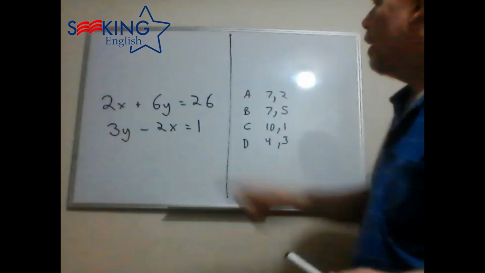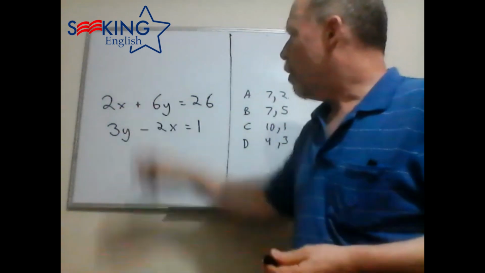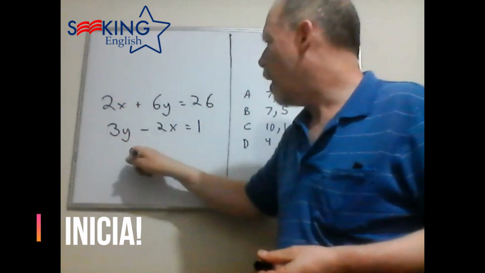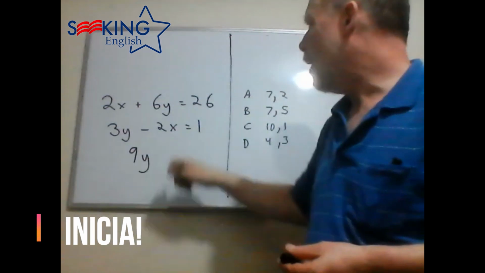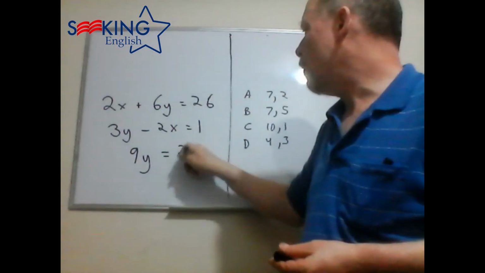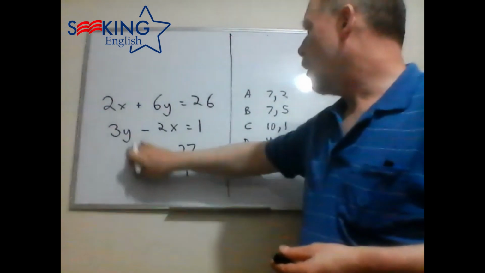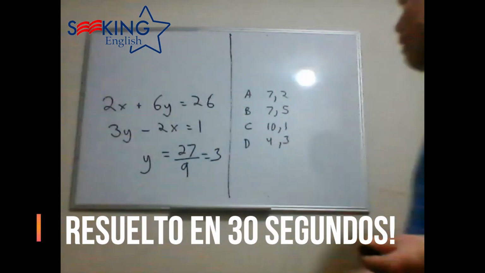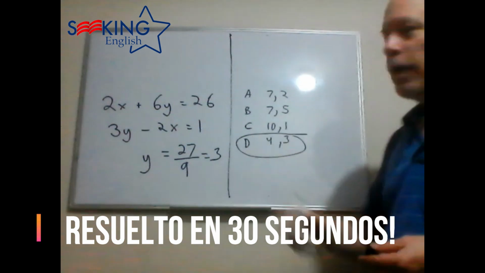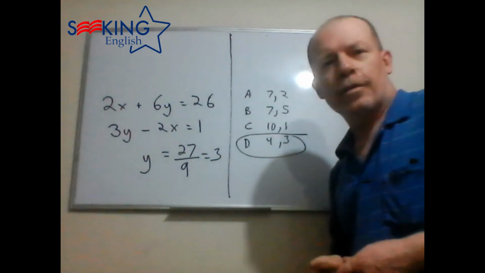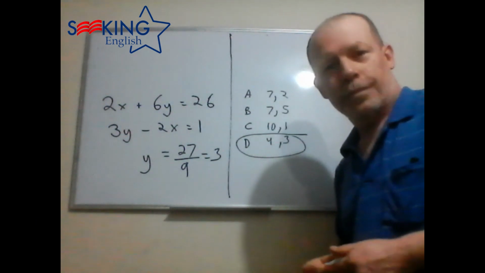Okay. So what if we just do it? What if we just add it together? 9y, the x's cancel, so 27 divided by 9 equals 3. Okay? And you're done. X is 4. That's great. Nobody cares. Nobody cares. Mark it and move on.